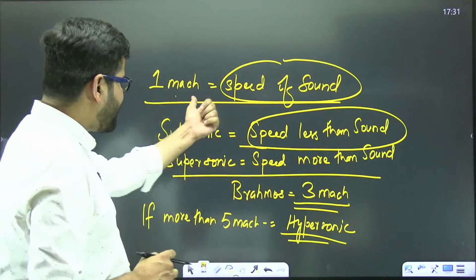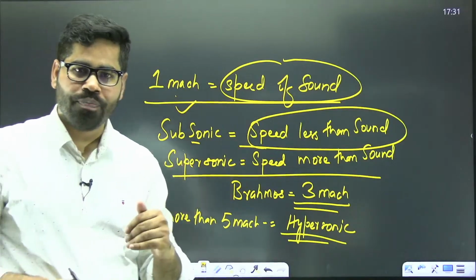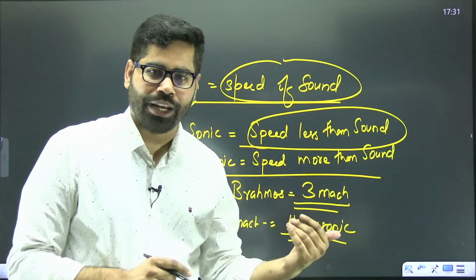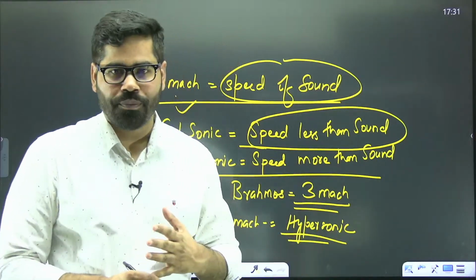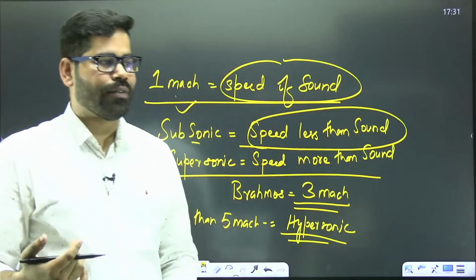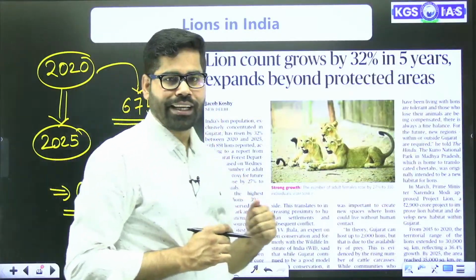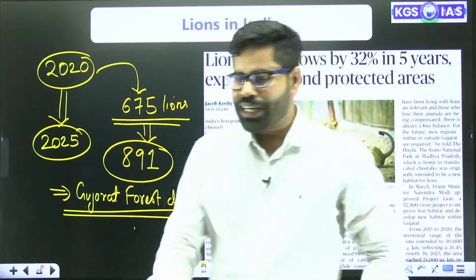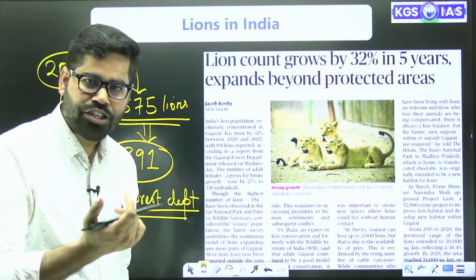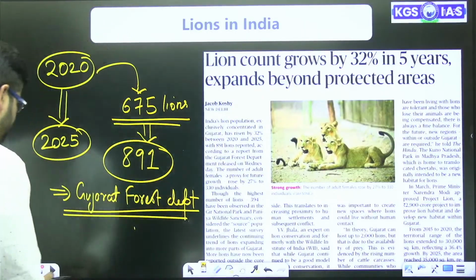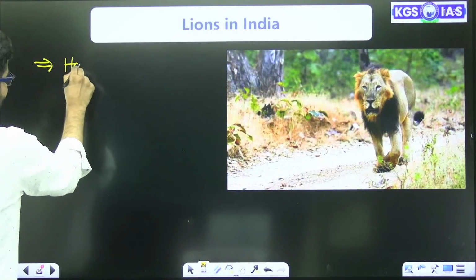So the speed of sound is 1 Mach. If it is subsonic, it means a speed less than sound. If it is more than that, it is supersonic. Brahmos has 3 times the speed, so it is called supersonic. If it is more than 5 Mach, then it is called hypersonic. So here we were talking about lions. Let us talk about lions: where they are found and what the special features of lions are. The first thing is habitat.